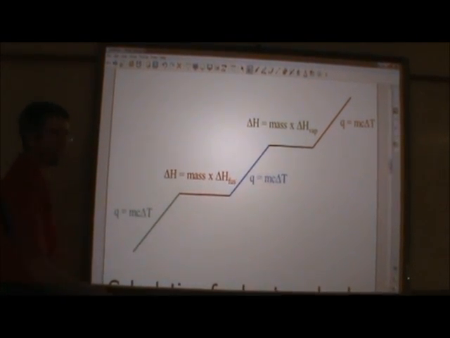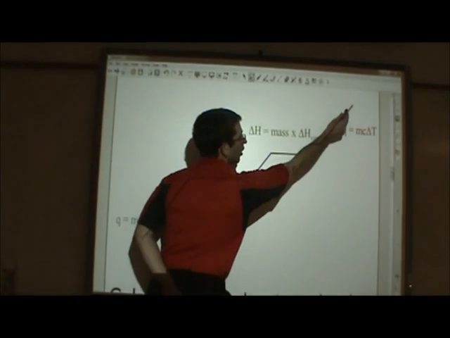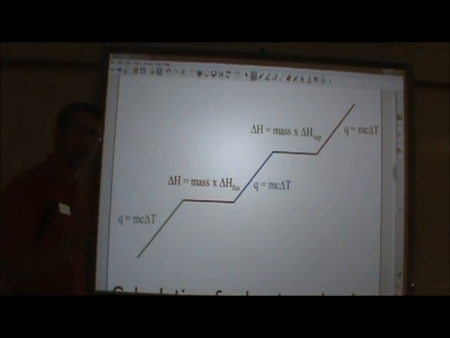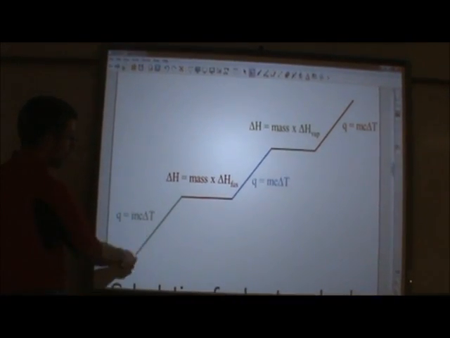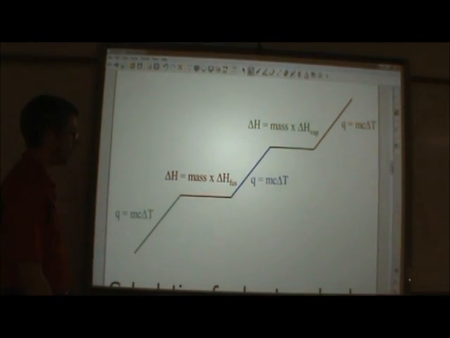So, Q equals mc delta T. You can see as our graph goes up in temperature, our substance is being heated up and the temperature is rising. You can use Q equals mc delta T to figure out the amount of energy.